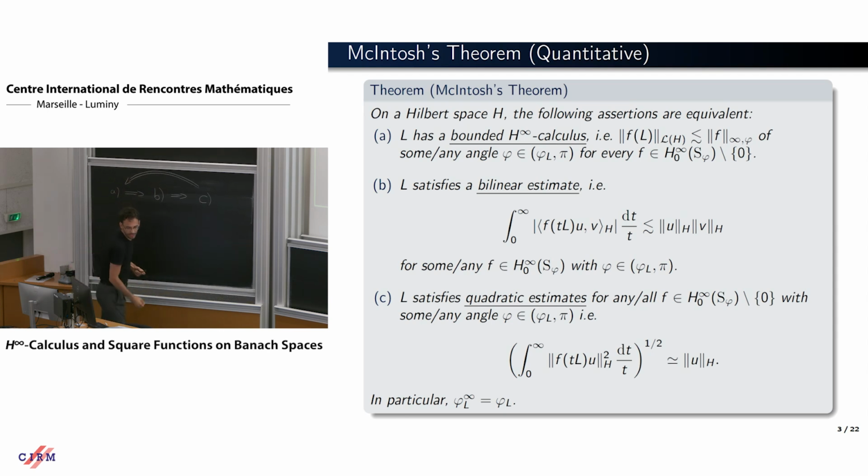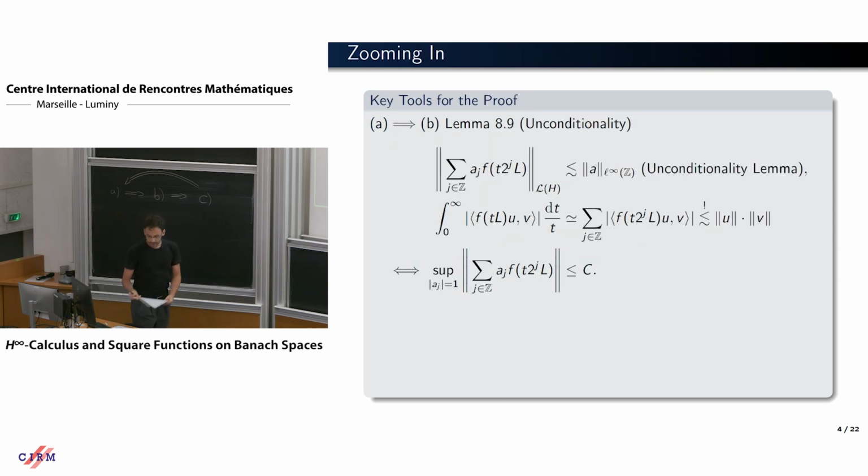All right. So from there, we will take a quick look at the key tools that were employed in the proof of McIntosh's theorem that you've just seen now, also with the bilinear estimates. So going from A to B, from the bounded H-infinity calculus to the bilinear estimates, the unconditionality lemma is being used. So you start basically with this term here, and by decomposing the integration interval into dyadic intervals, summing all those and doing a change of variables, you basically arrive at this formulation that we have right here.